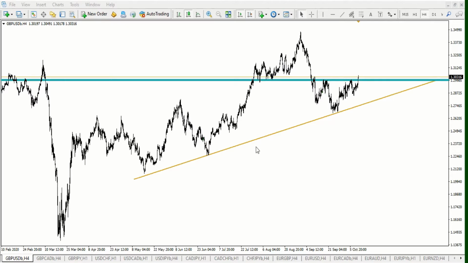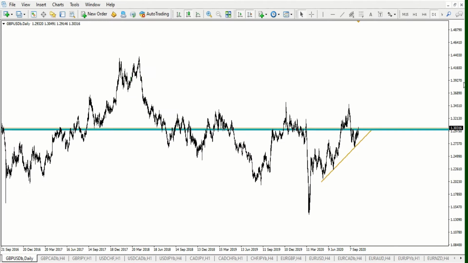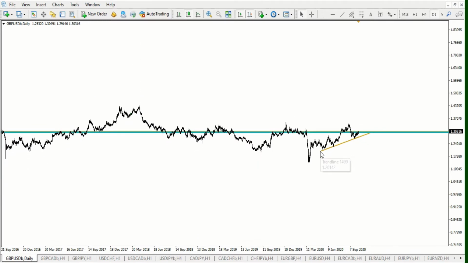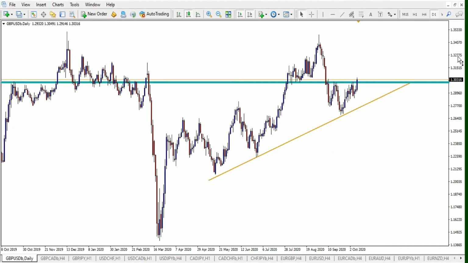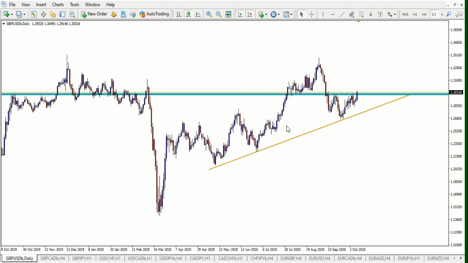So the first pair that I'll be looking at is the Great British Pound and the United States dollar. As you can see, the market has been forming higher highs and higher lows on the daily. We're in an uptrend and a bullish market right now, so we can see a higher low, higher low, higher low, and it's breaking the key support resistance zone.